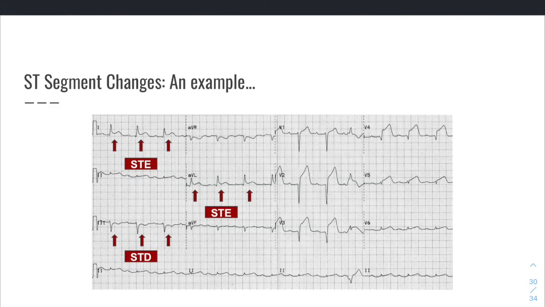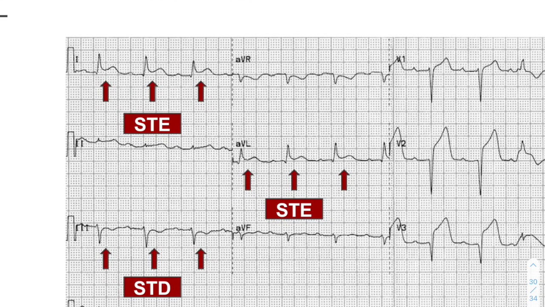And here's an example for you looking at ST elevation, and depending on where you see it, this is what ST elevation looks like. For instance, here.